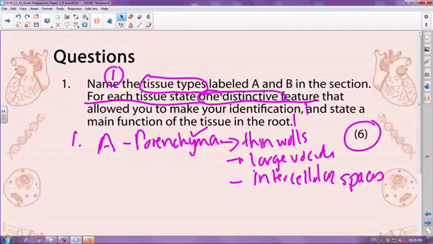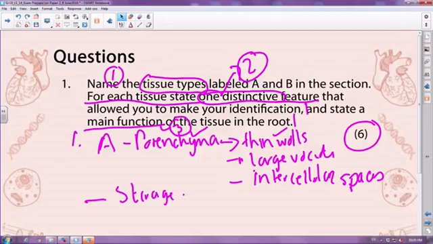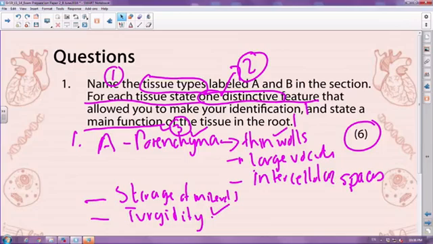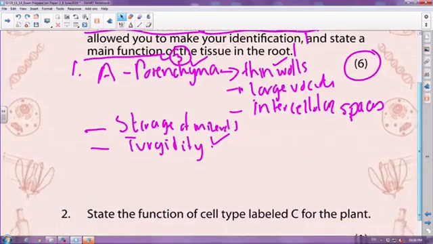Then, function. So that was number 2, one distinctive characteristic, and the last one, number 3, what is its function? So I've got parenchyma, yes, number 1. Those are the distinctive features, number 2. What then do I need to do? What is its function? Storage of minerals. What else? It helps with the turgidity of the cell to keep the plant upright. There we go. I have my 3 marks that I needed for parenchyma.